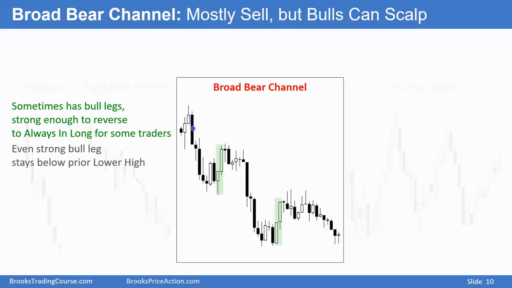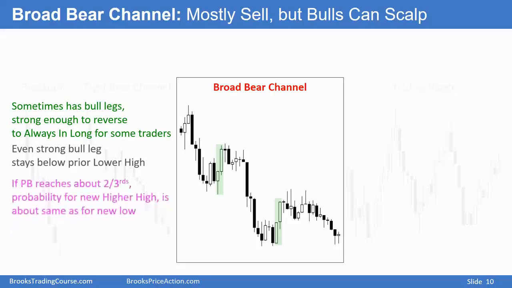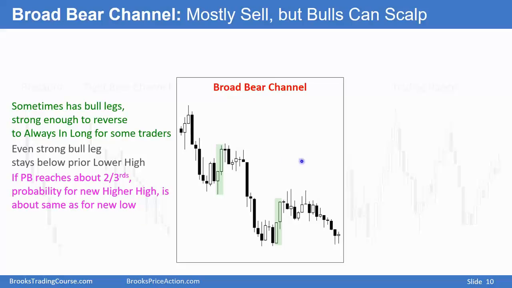Now, in general, as long as it's in a bear trend, any kind of bear trend, tight channel, breakout, broad bear channel, the probability is the market's going lower. And for a broad bear channel like this, as long as a pullback stays below maybe 2/3 of the height of the prior sell-off, the probability is the market's going lower. If the pullback goes all the way up here, it becomes 50-50 whether or not it's going to go lower or go higher.